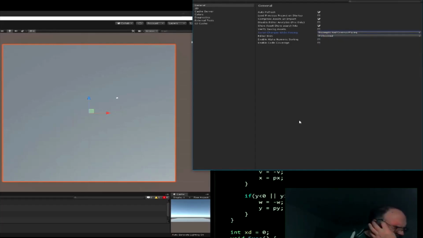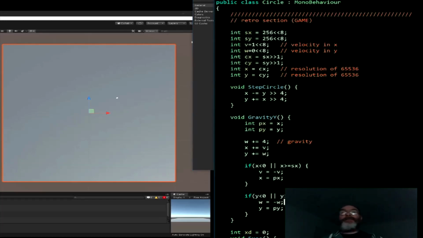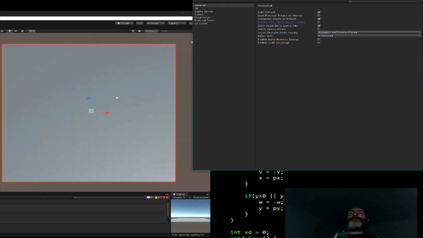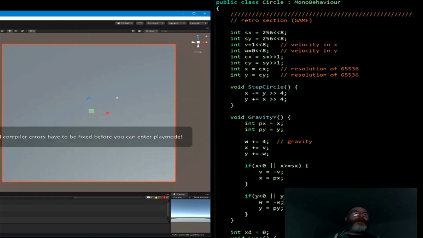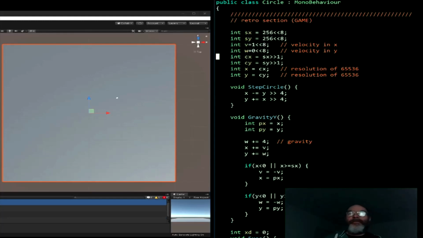I always had in mind to sort of figure out recompile and continue playing. I always had in mind to see if it was possible to design an architecture for a project in Unity so that you could actually modify code while it runs. Lots of problems with that.